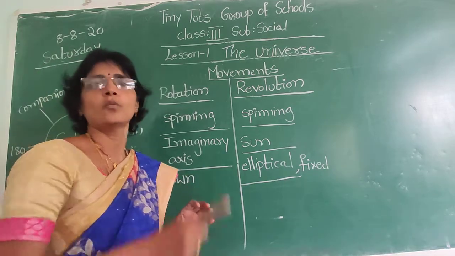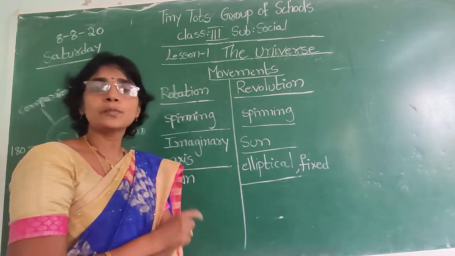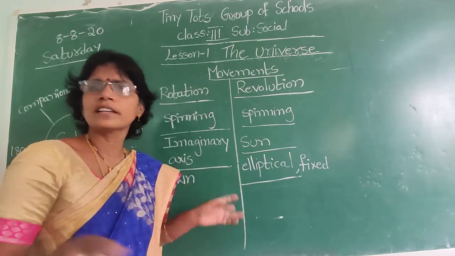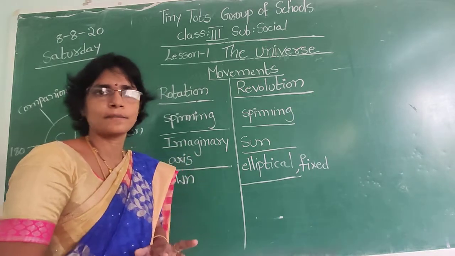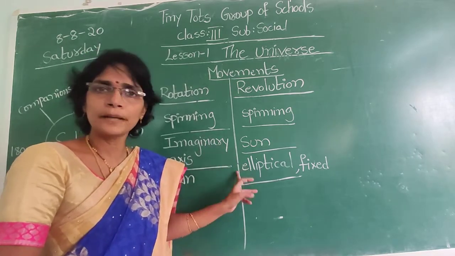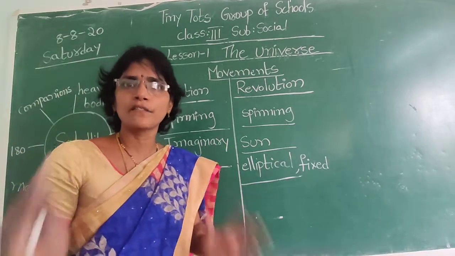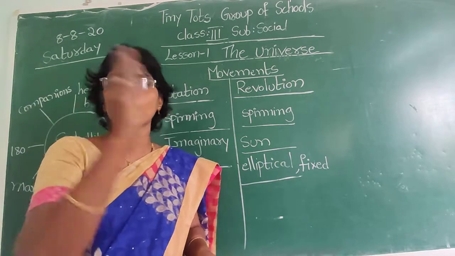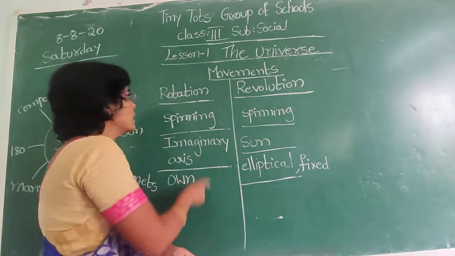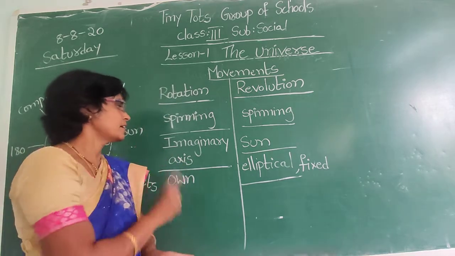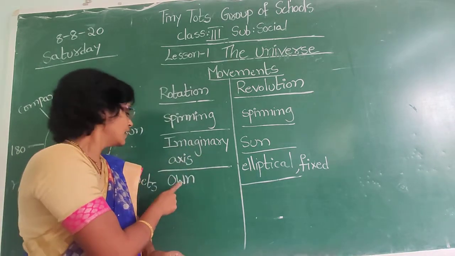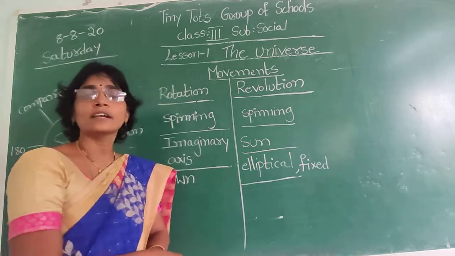The spinning means moving around. The spinning of the planets in their imaginary axis. These are not really drawn circles, not really drawn paths. These are all imaginary. Imaginary means ohajanitamaina, kalpitamaina. Axis means the path or the way which they are going around. They are going in their own way. This is called rotation. The spinning of the planets in their imaginary axis, in their own way, that is called rotation.